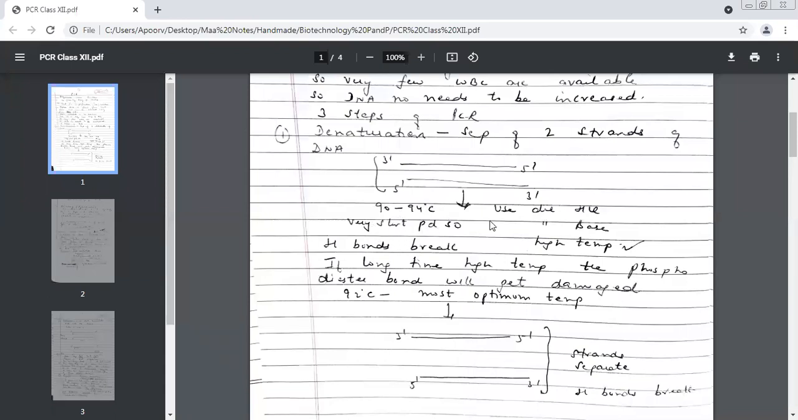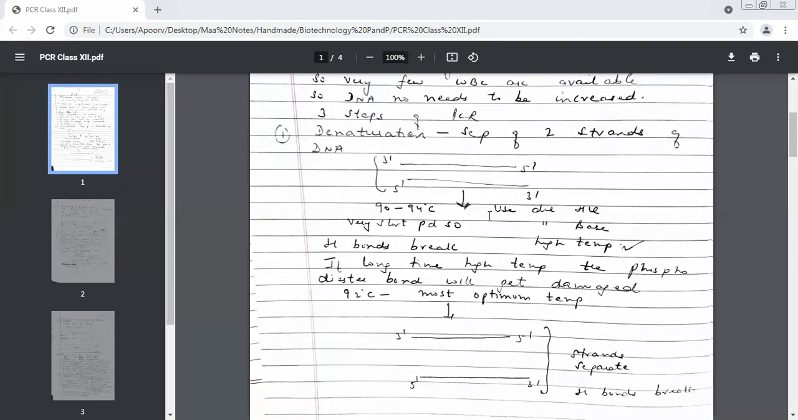Yes. And there are three conditions for denaturation. First is dilute HCl, a dilute acid, a dilute base, and a high temperature. These are the three conditions which are needed for denaturation of a double-stranded DNA. Dilute acid, which is normally hydrochloric acid, or dilute base, and high temperature. How much temperature I just told you? 90 to 94 degrees Celsius.